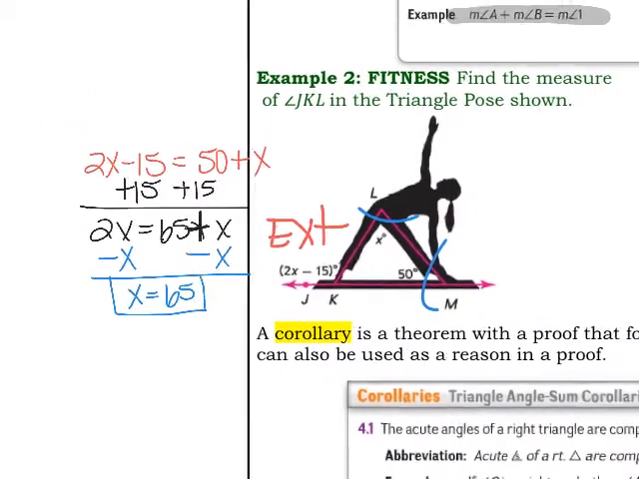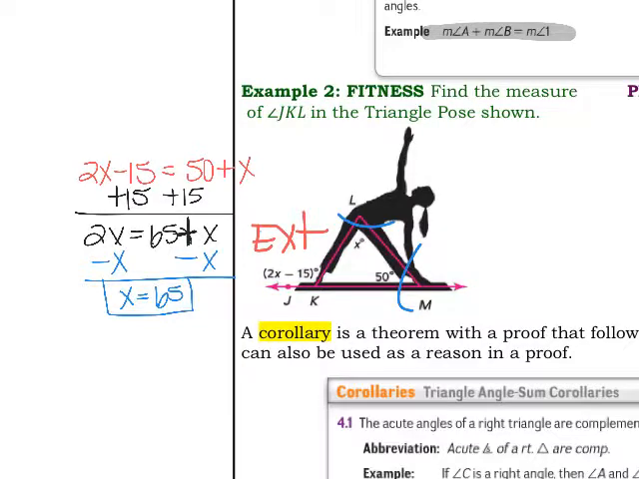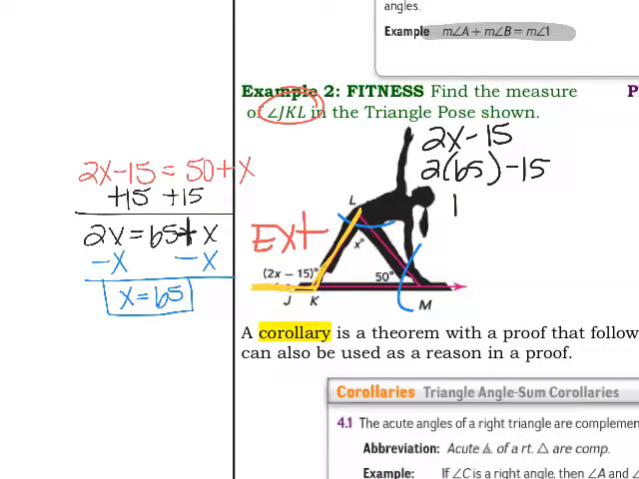Now, this one has an extra piece, though, because it wants you to find angle JKL. JKL is right here. So what equation did I have there? Good. I'm going to plug in the 65. What's 2 times 65? 130? All right, and let's subtract 15. So what do we get? 115. This is the measurement of angle JKL.